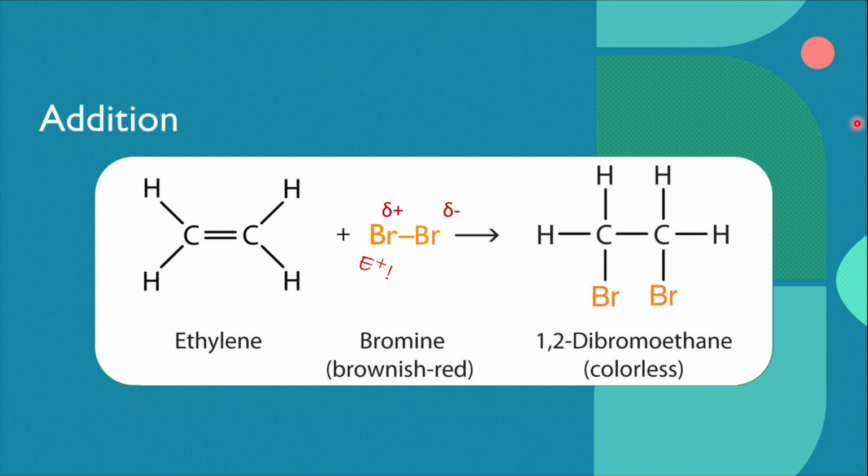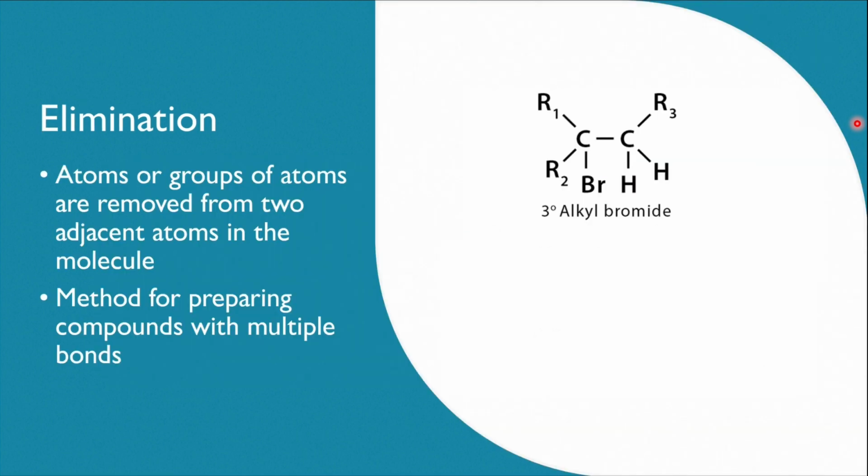Bromination of ethene is another example of electrophilic addition reaction, where the nucleophilic alkene attacks the electrophilic bromine. Just in case you're wondering, the partial charges on bromine molecules are formed through the induced dipole-induced dipole attraction.